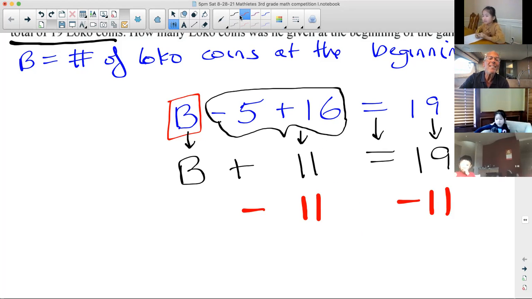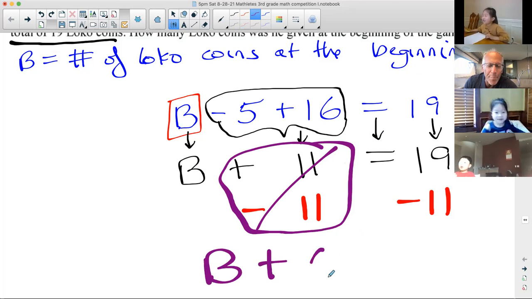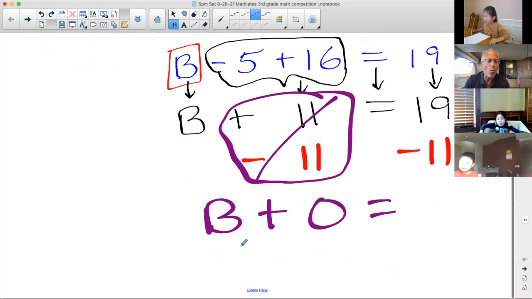And who can tell me, this is kind of a funny question. Who can tell me what is 11 minus 11? 0. And B, what is B plus 0? No, what is B plus 0? B.